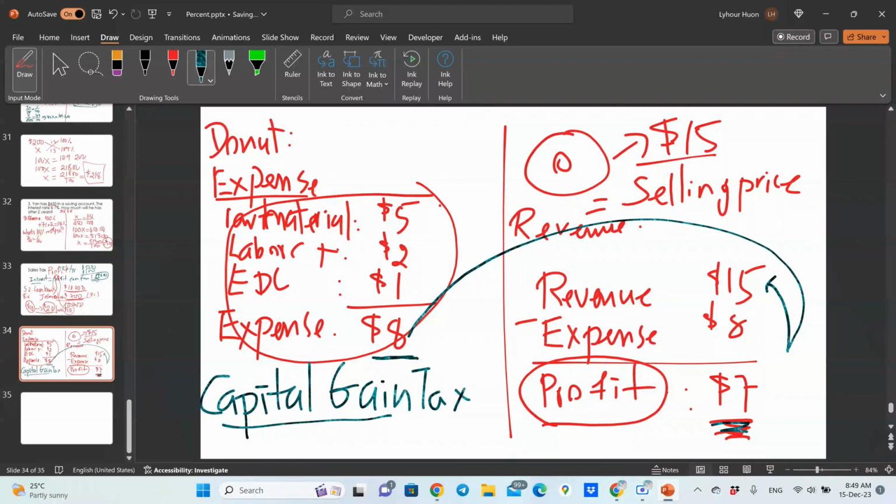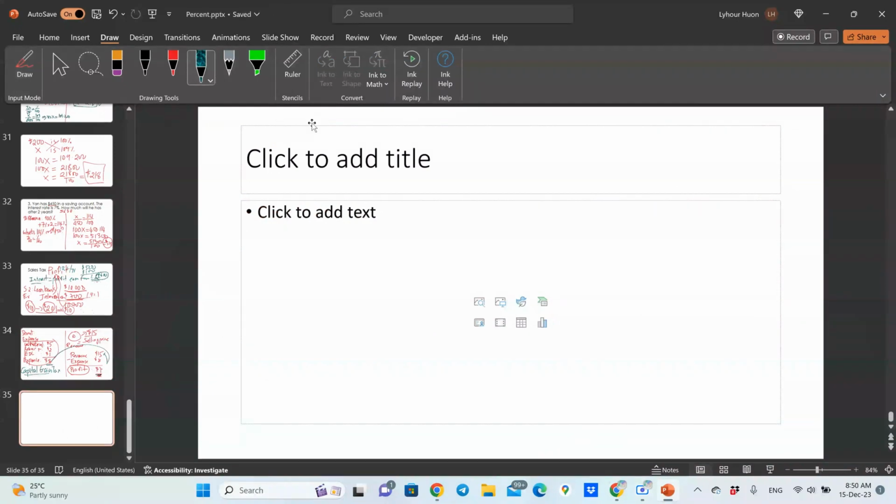Why do I say profit tax? Because if we say capital gain tax, somehow it's quite difficult to understand. Let's say your capital now is worth $1 million. Next year it will be $2 million. So your gain is $1 million, right? Do you follow?